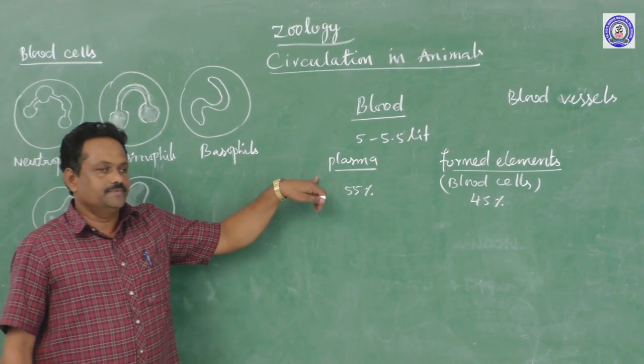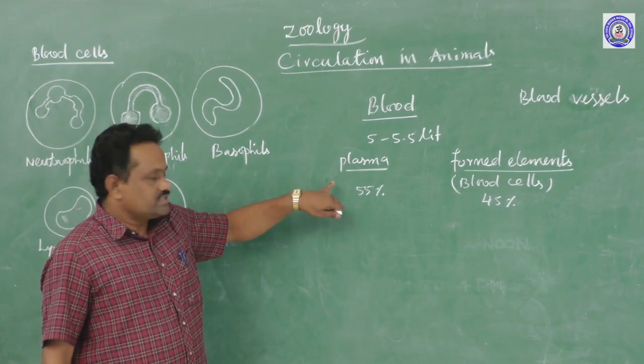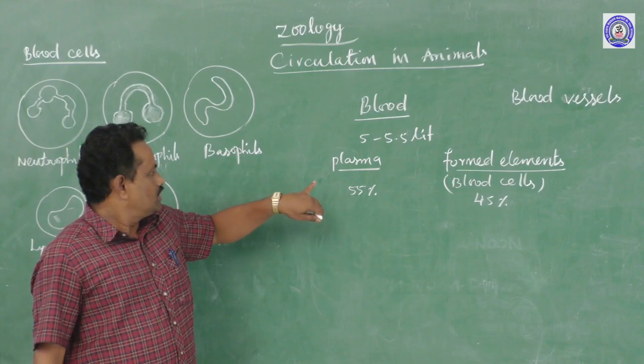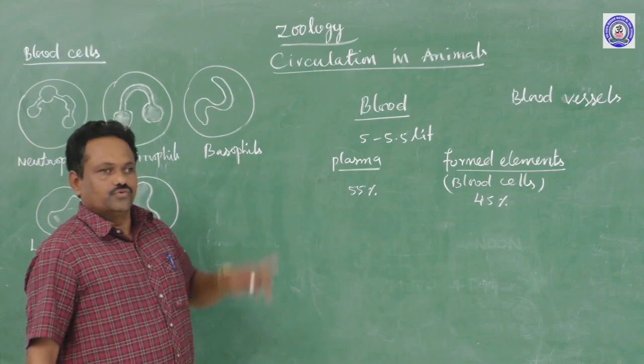Plasma is a fluid part which is slightly alkaline in nature. This is a straw colored fluid.